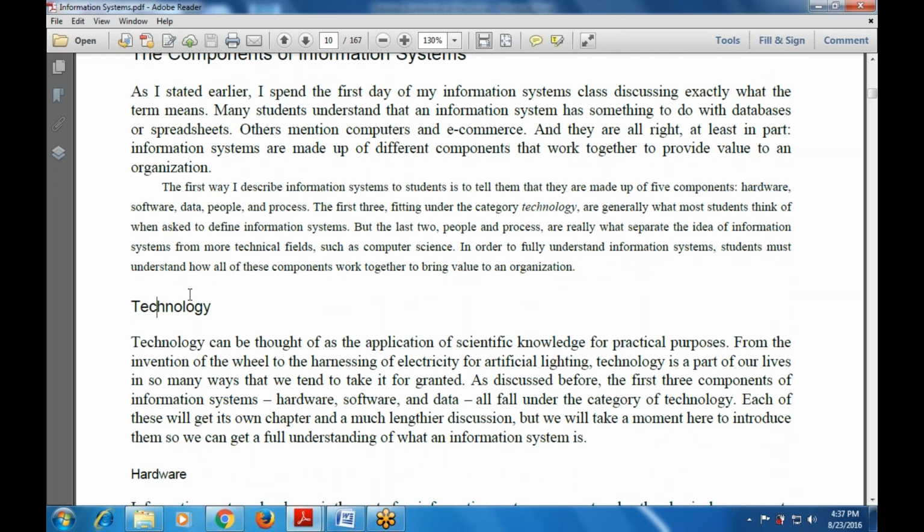This can be thought of as the application of scientific knowledge for practical purposes, and from the invention of the wheel to the harnessing of electricity, technology is a part of our lives because everything is done with the help of technology. And there are three components of the information system: hardware, software and data. Hardware uses technology, software is also technology, and data, any instruction, anything that we feed into the computer, is also with the help of technology.